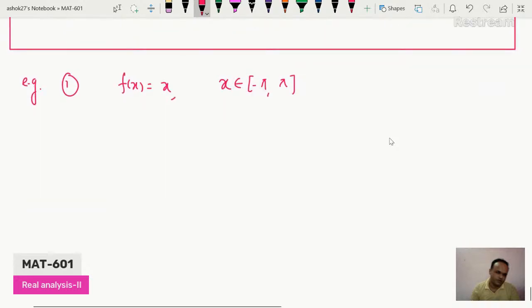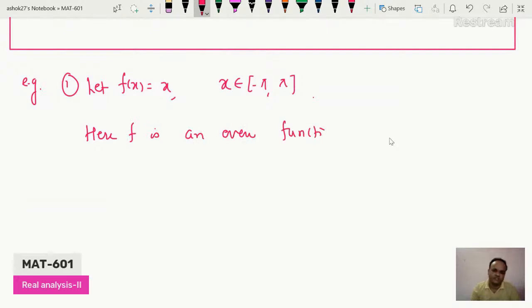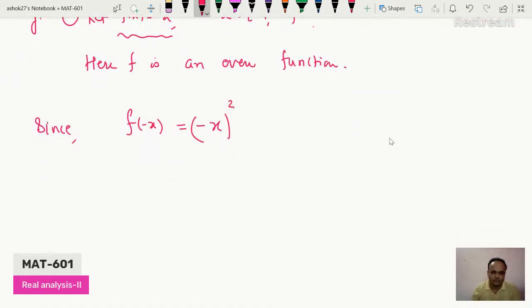So here, what is f of minus x? Let's suppose f of x equal to x, x belongs to minus pi to pi. So here f is an even function. Why is it an even function? You can simply check it using the definition. What is f of minus x here? Using the definition of f of x, that will be just minus x. Sorry, here you have to take x square. So it will be minus x its square. What is minus x square? It is again x square, which is nothing but f of x.